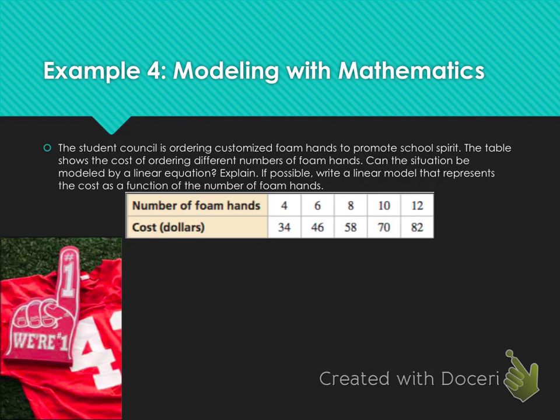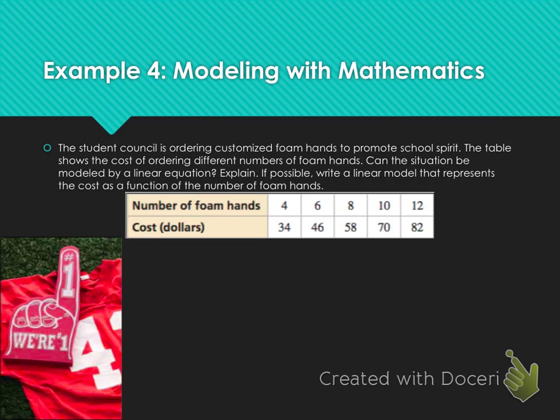So first off, you need to break this down. Let's understand the problem first. You know 5 data points from the table. You are asked whether the data are linear, and if so, write a linear model that represents the cost. So let's make a plan. Find the rate of change for consecutive data pairs in the table. If the rate of change is constant, use the point-slope form to write an equation. Rewrite the equation in slope-intercept form so that the cost is a function of the number of foam hands.